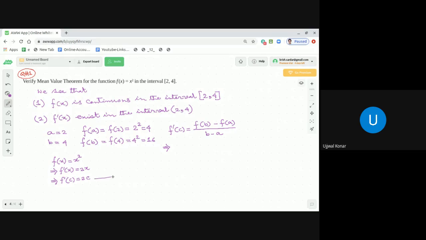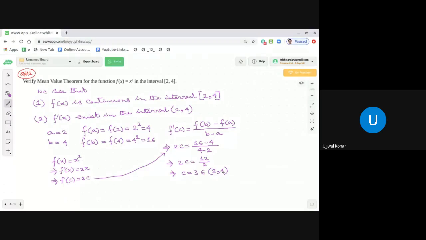So that value of f dash c, that is 2c, we are going to apply here. So 2c is equal to (f(b) minus f(a)) divided by (b minus a), that means (16 minus 4) divided by (4 minus 2). That implies 2c is 12 by 2. So finally, the value of c is equal to 3. And 3 definitely belongs to the open interval (2, 4).